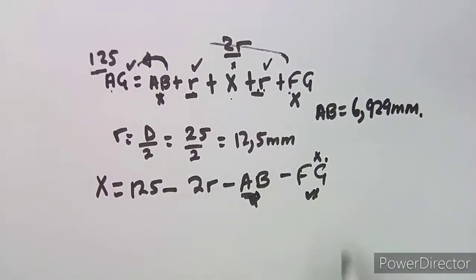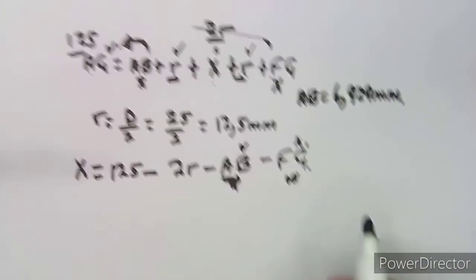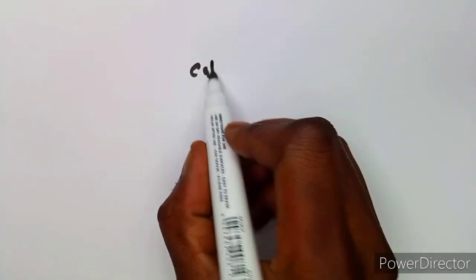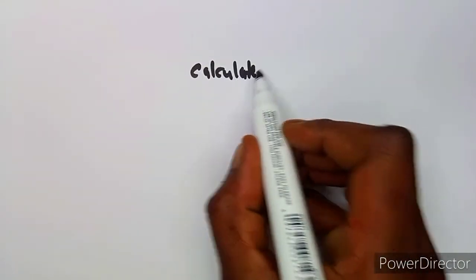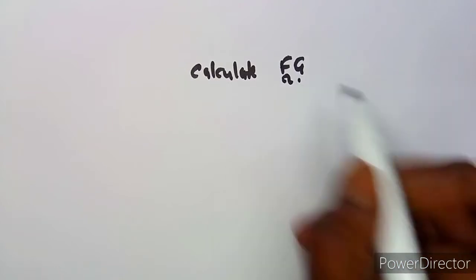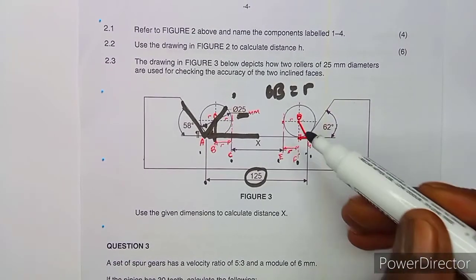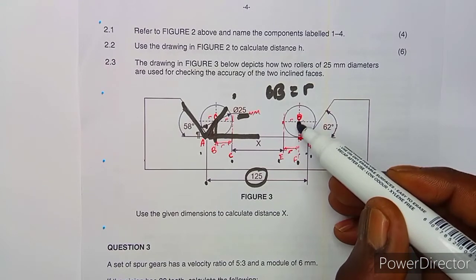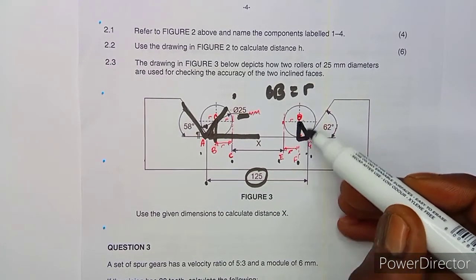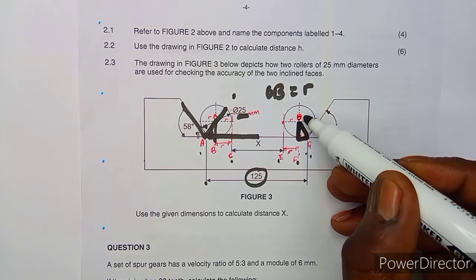So we do the same thing to calculate FG. So this time we have to calculate FG. This one is now there. So let's calculate FG. Which triangle am I going to use this time? Let's go back to our diagram. Here's our diagram here. I'm going to use this triangle here. Remember it was what? D. We said this is D. So I'm going to use this triangle DFG.